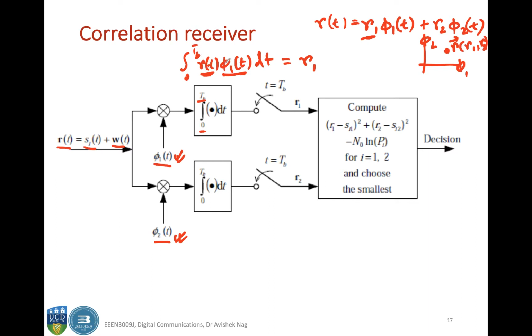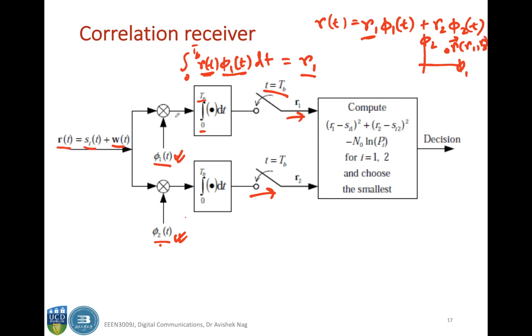from 0 to T_B. Actually, the whole operation is called correlation. So you multiply with phi 1 and then integrate, and then you get R1. So here you are getting R1 in the first arm, and in the arm below you are getting R2 by doing the same operation with phi 2. And notice that you are sampling at t equal to T_B.